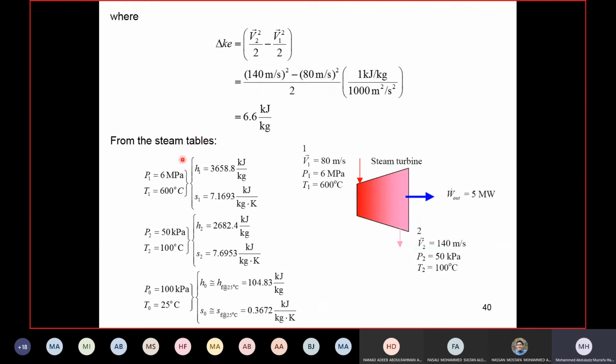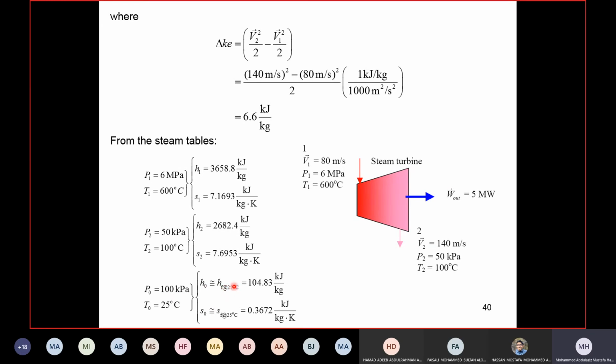Then we go to the table, get P1 and T1, and we get the properties. This is something easy. Also at P2 and T2, get the properties. And then at P naught and T naught, because we need h naught and s naught, we get these from the table. And here we apply... Where is Faisal?